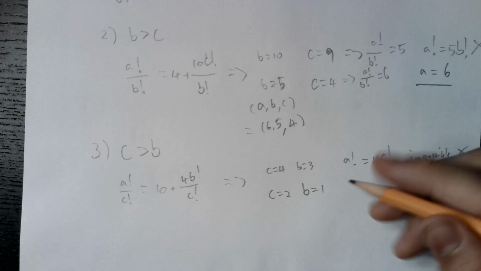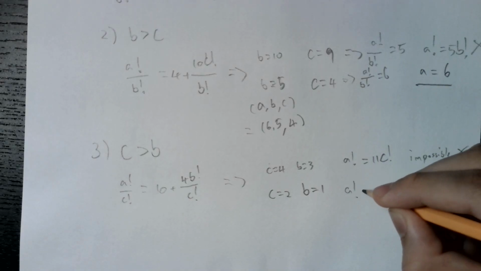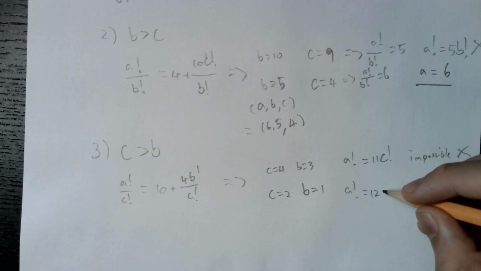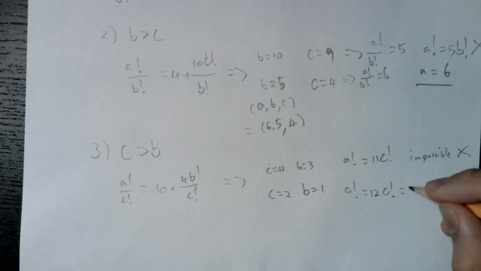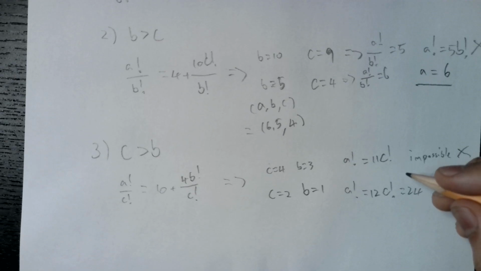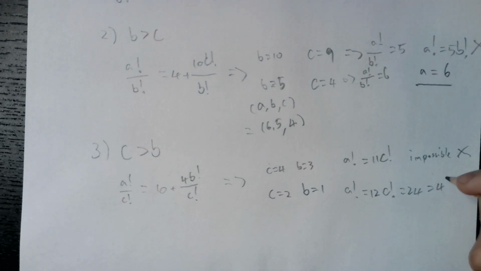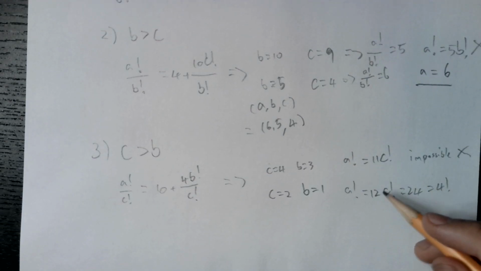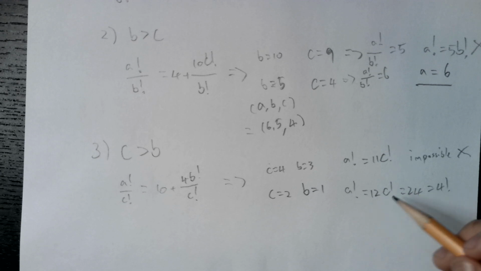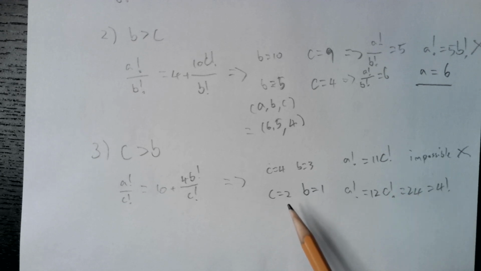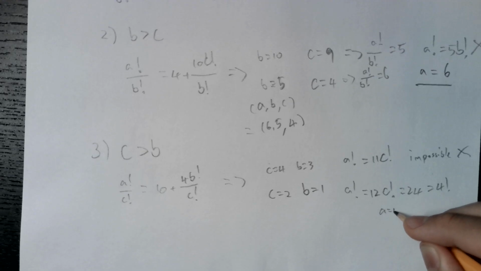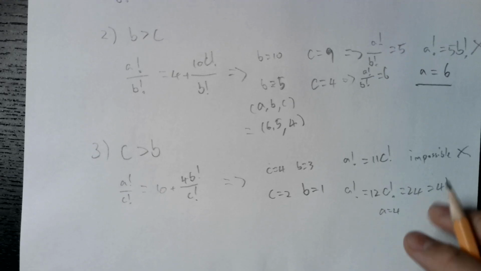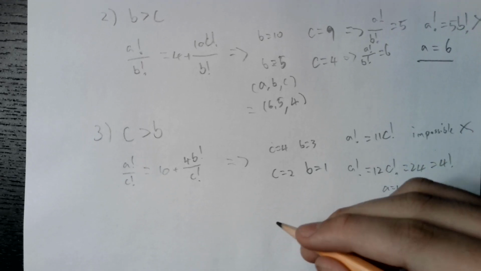But going back to this bottom one, we see here that a factorial is going to be 12 times c factorial, right? And this is just equal to 24, since we know that c is equal to 2 in this case, and this is equal to 4 factorial. So in here, we factor out 12 into 3 and 4, 3 times 4 times 2 factorial, because in this case, c is equal to 2. That's still going to be a factorial, so we know here that a is equal to 4. This means that we can solve for a here, and we give another triplet, which is 4, 1, and 2.